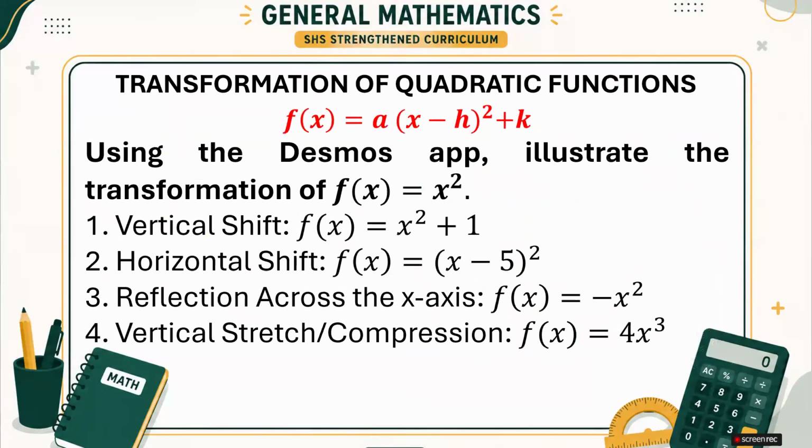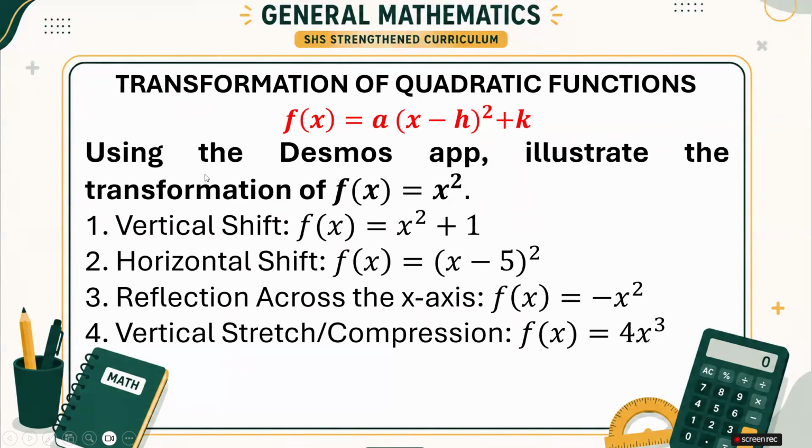Now, let us talk about the transformation of the quadratic equation. When we say transformation, we move or change the graph of a quadratic function. So the general form of the transformation is f of x is equal to a, the quantity x minus h squared, plus k.